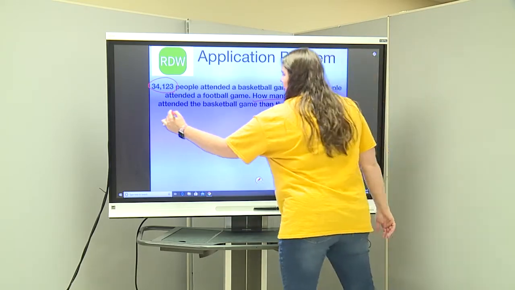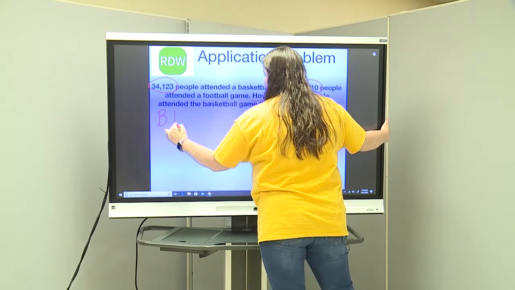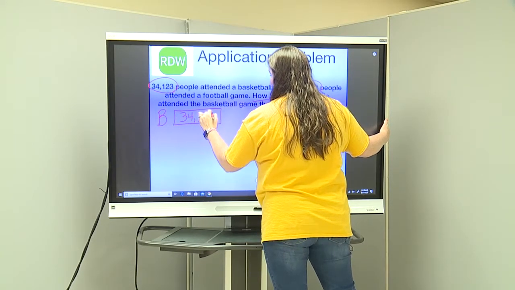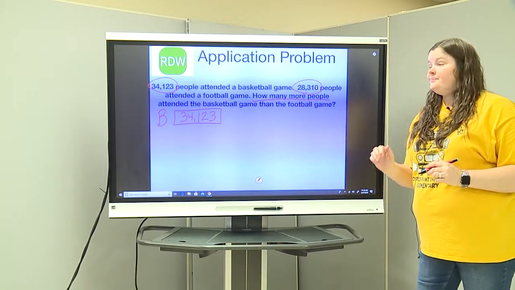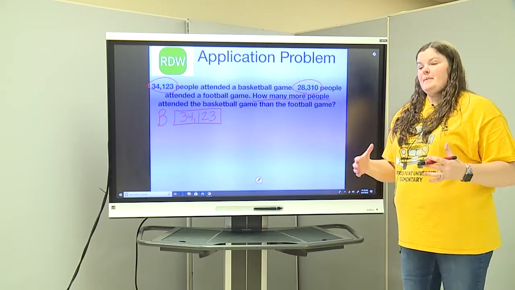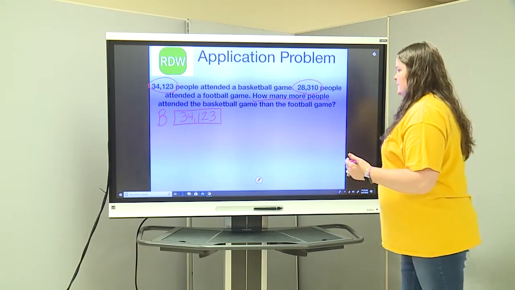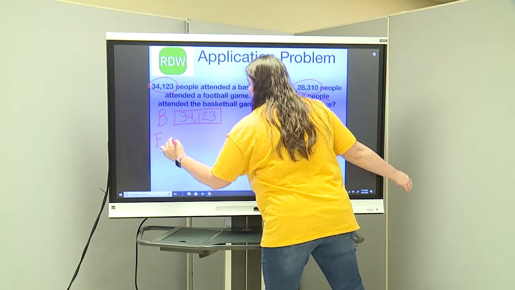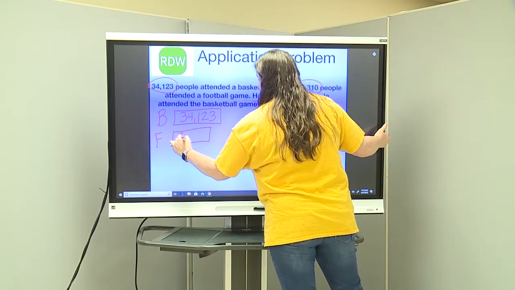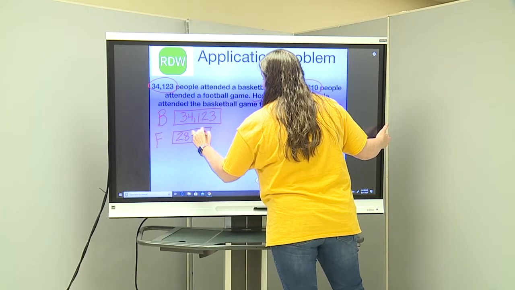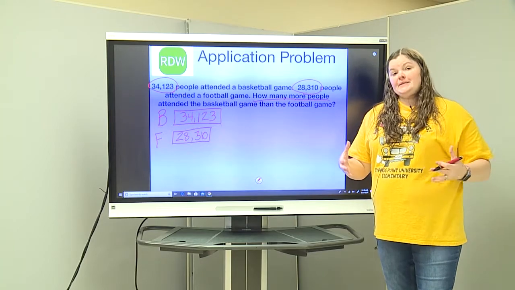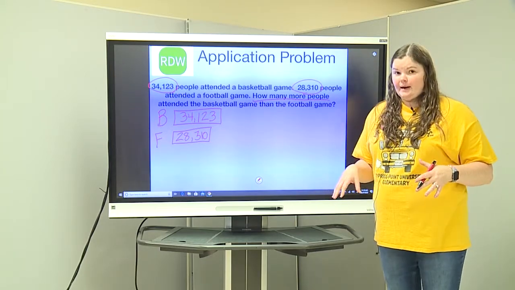So let's do that. I'm going to put B for basketball game, and let's create a tape diagram. 34,123 people went to the basketball game. And the football game, 28,310 people attended. So this is a lower amount, so this tape diagram just needs to be a little bit smaller. So we're going to use F for football and input that number, 28,310. We always want to have some type of drawing or representation whenever we're doing these application problems.